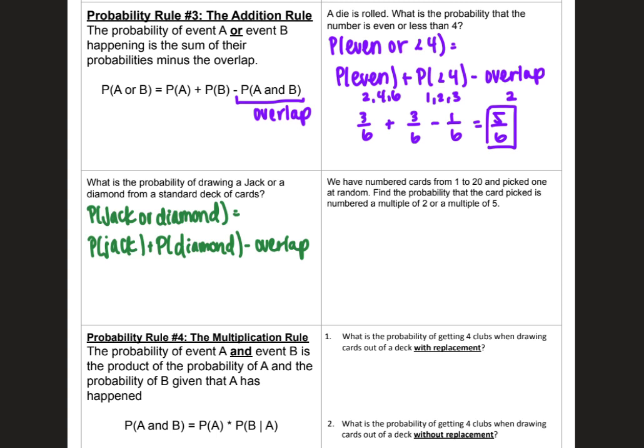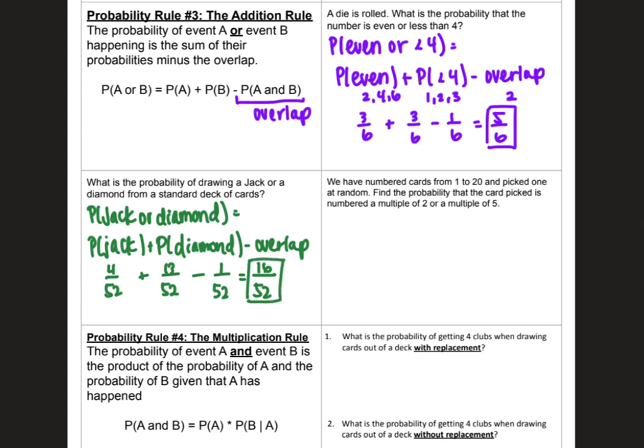In terms of how many jacks there are, there are 4 jacks out of 52 total cards. In terms of how many diamonds there are, 13 diamonds out of 52 cards. And then the overlap would be the card that is both a jack and a diamond. That would just be the jack of diamonds, and there's only one jack of diamonds in a deck of cards, so that's 1 over 52. When we add these together, 4 plus 13 is 17, and 17 minus 1 is 16. So that probability would be 16 out of 52.